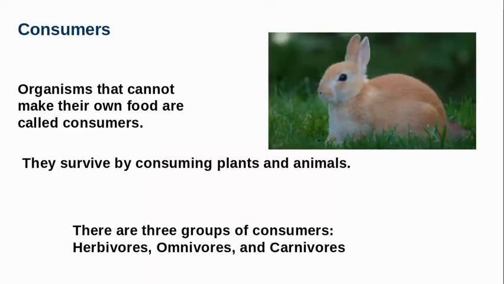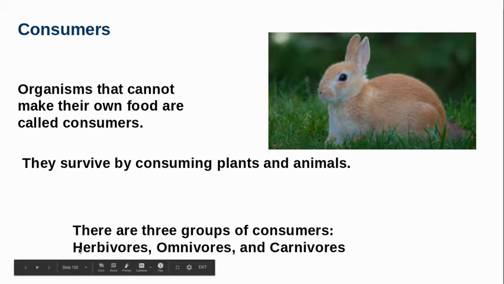A consumer is an organism that cannot make their own food. An organism that cannot make their own food are called consumers. They survive by consuming plants and animals. So this cute little rabbit here, it eats plants. If we were talking about a lion, it eats animals. Okay, so consumers eat other things. There are three groups of consumers: herbivores, omnivores, and carnivores. Before we go through, write these three down. The three groups of consumers: herbivores, omnivores, carnivores.